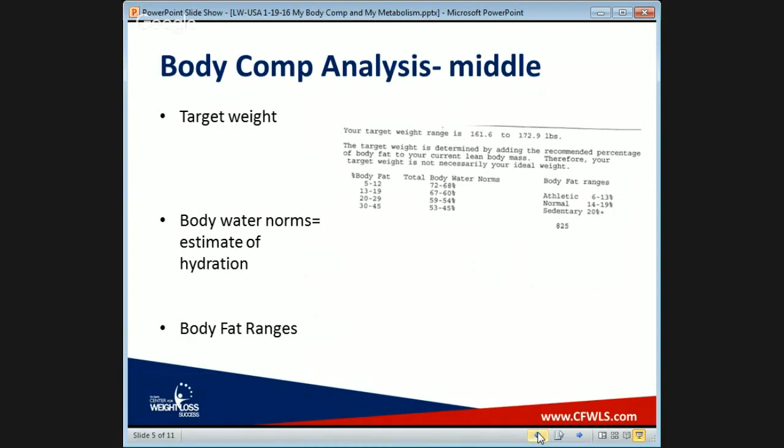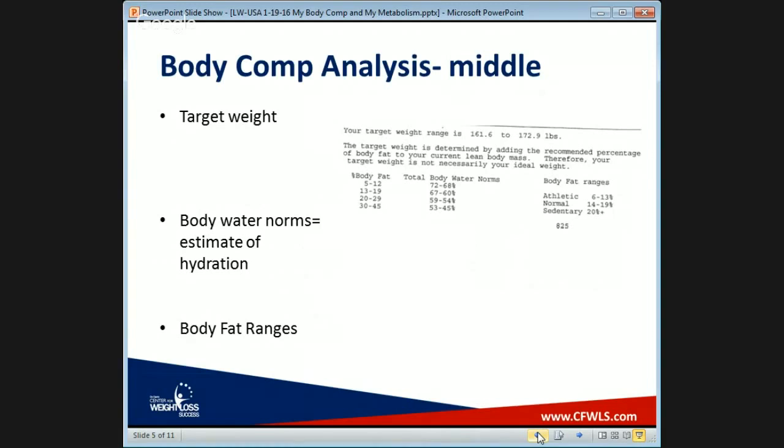Now, body fat ranges, that's way over on the side. I usually tell people to ignore that because the way these were originally set up is for athletes. Body fat ranges: athletic 6 to 13%, normal 14 to 19%, sedentary 20% or more. Well, there are a lot of athletes, especially female athletes, who are very athletic and their body fat percentage is going to be in the mid 20s. I don't know where they came up with these numbers from. These were world-class athletes. And so I usually tell people to ignore those.